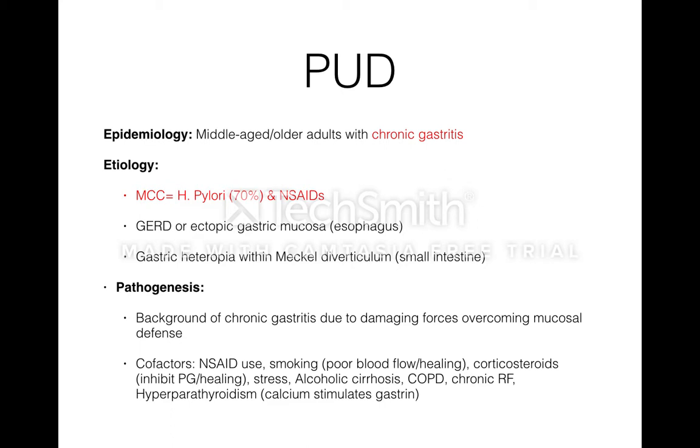PUD is also commonly associated with NSAID use. PUD of the esophagus can be caused by GERD or acid secretion by ectopic gastric mucosa. In the small intestine, PUD can be a result of gastric heterotopia within a Meckel's diverticulum, which we'll talk about in a different lecture. PUD typically develops in a background of chronic gastritis due to damaging forces overcoming the protective defenses. Cofactors in ulcerogenesis include NSAID use, cigarette smoking, and corticosteroids. It's also associated with alcoholic cirrhosis, COPD, chronic renal failure, hyperparathyroidism, and psychological stress.